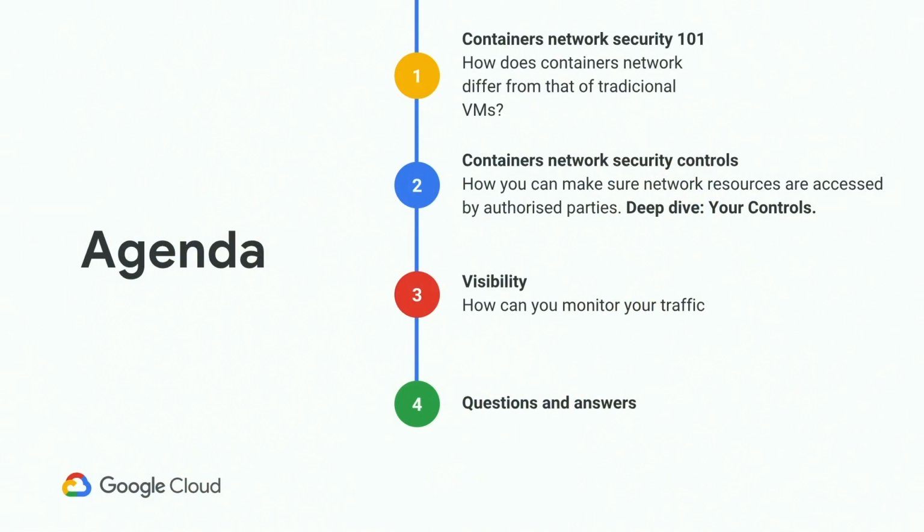So today we'll be covering first Container Network Security 101. How is it different for you to secure your container network than for your traditional VM network? Container network security controls, so how you can make sure that your network resources are accessed by authorized parties. And we'll dive deep into the controls that are available for you on GKE. And then visibility, how you can monitor the traffic that flows between different containers in your environment. Lastly, we'll leave some time for Q&A.